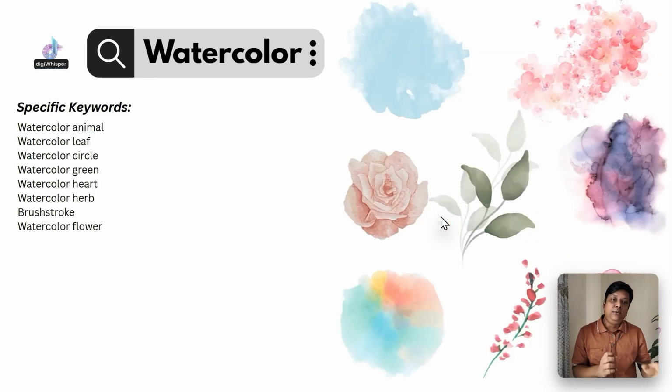And the next one is texture. So these elements are called texture. If you need texture, you need to type texture in your Canva element search box or ripple, paper, shadow, this type of keyword in your Canva search box. The next one is watercolor. If you need exactly this type of elements, you need to type watercolor or watercolor animal, watercolor leaf, watercolor circle to get specific or your target element in your Canva design.